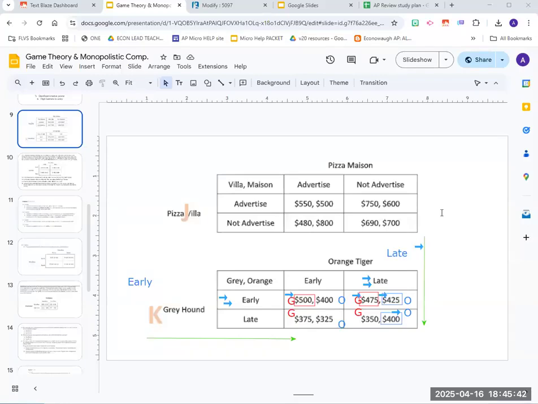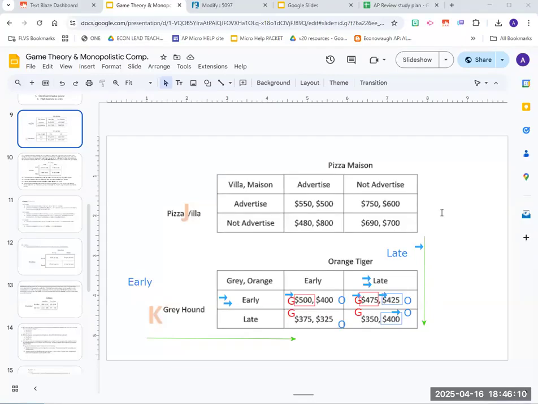I write the early and the late so that way when I'm going down to the FRQ questions, I'm easily able to answer when they ask me whose dominant strategy is what. There might be a question that will say, does Greyhound have a dominant strategy for late? Well, if you worked it out and you're looking, no, Greyhound doesn't have a dominant strategy for late. They've got a dominant strategy for early. And you can explain why using the numbers in the chart.